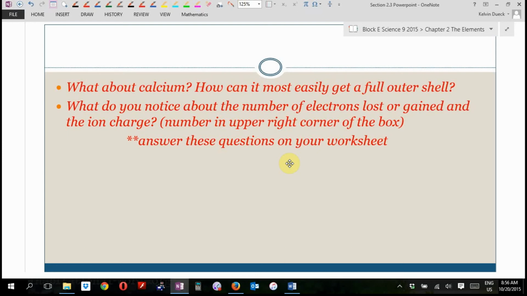I'm going to repeat myself. There's a lot of information on that periodic table. There's a lot of stuff there. Okay? So what do you notice about the number of electrons lost or gained and the ion charge? Tells us a lot. It says answer these questions on your worksheet. Have patience. We're going to come to that.